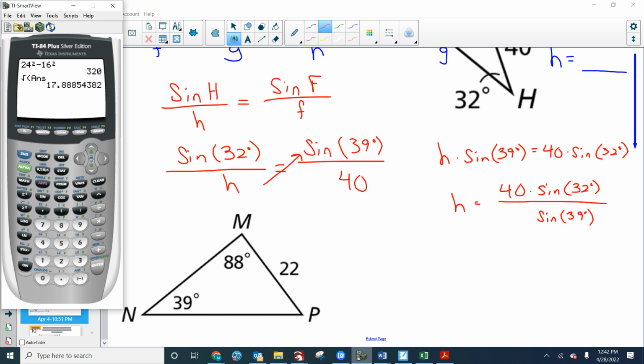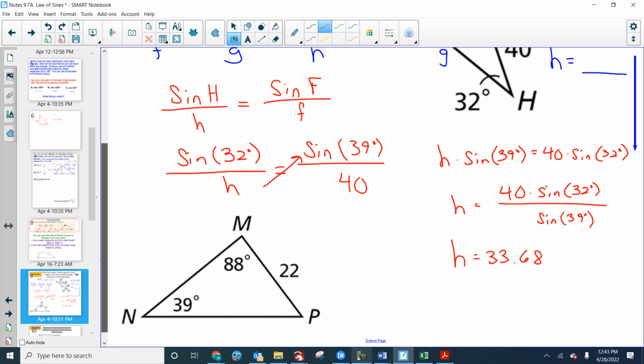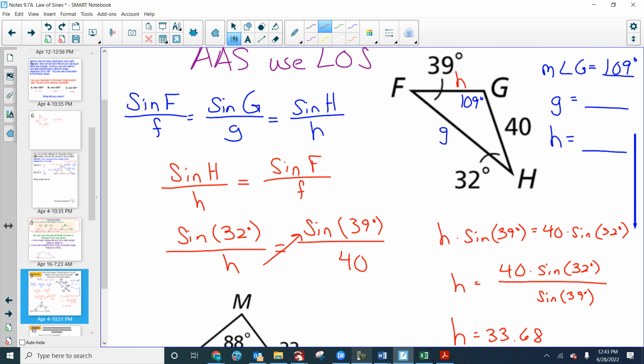I always put parentheses around my denominator. 40 times the sine of 32 divided by parentheses sine of 39. Now, it'll probably work without. I'm just extra careful. I'm getting 33.68. H is 33.68. Isn't that reasonable? That's less than 40 because it's across from a smaller angle.